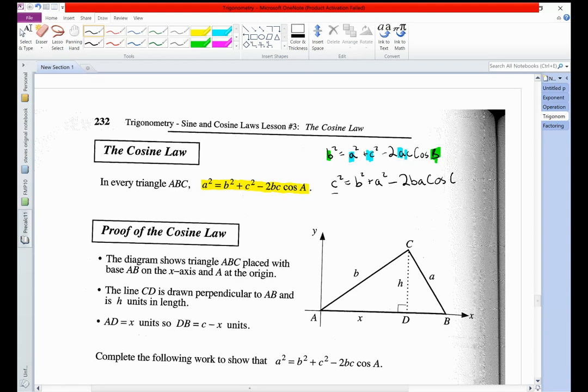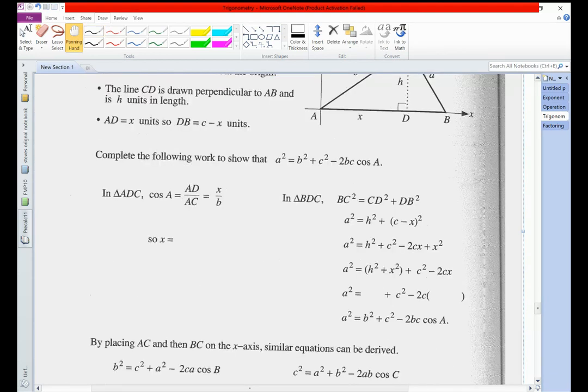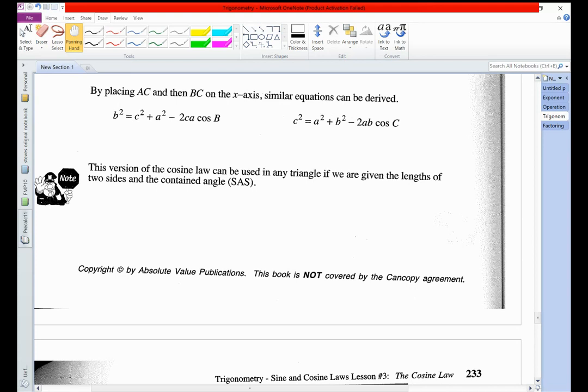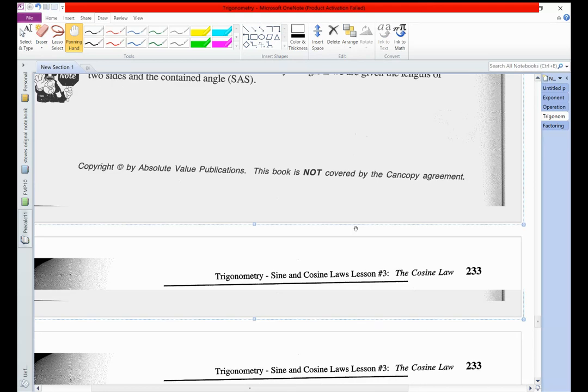So let's actually look at using that. There's a proof here. If you really want to see it, come talk to me. I'll show you. We'll go over it. But I really want you to make sure you know how to use it. Here are the other two forms of the equation that we just also wrote up there. But if you want a nice, neat version, it's in your book.